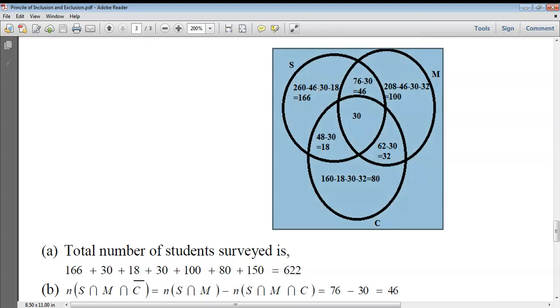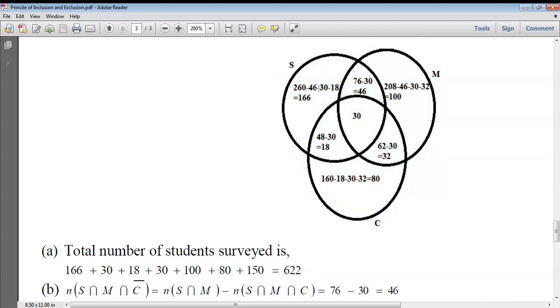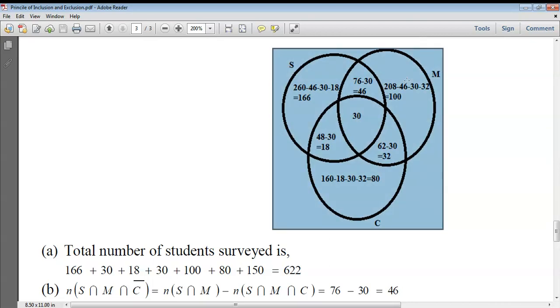Now let us find the number of students who are taking only stat. It will be 260 minus the number of students who are taking stat and math but not computer science, minus the number of students who are taking all three, minus the number taking stat and computer science but not math. So it will be 260 minus 46 minus 30 minus 18. It is 166.